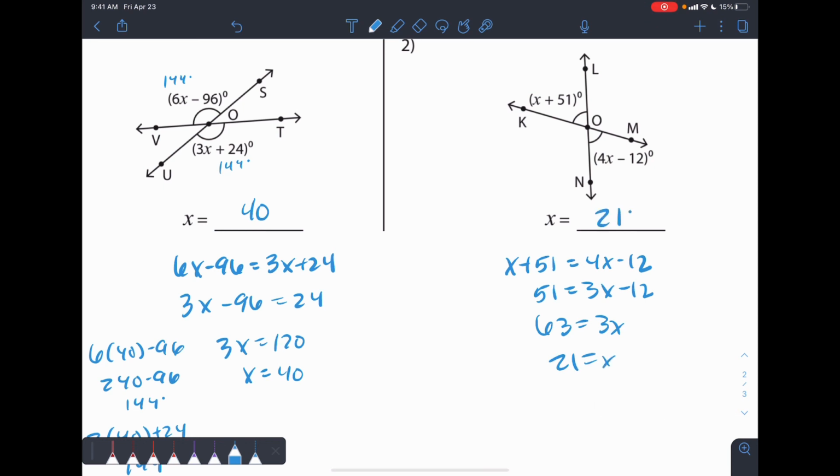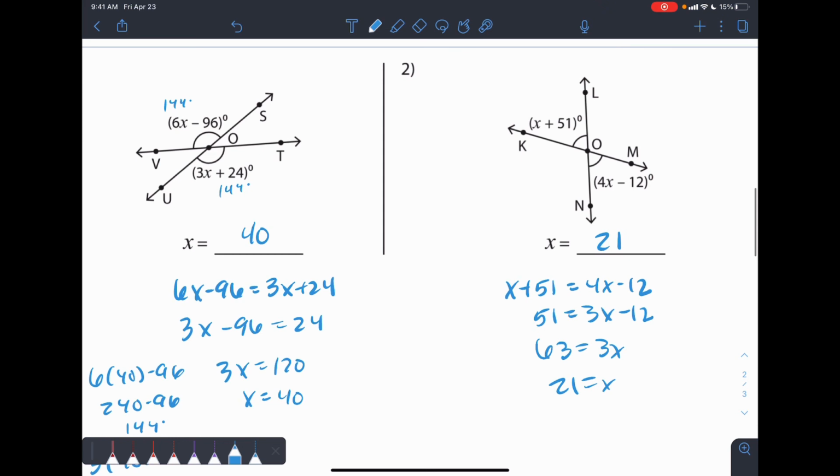That is what I was asked for. I'm going to take that one step further, and I'm going to substitute back in. So here I'm going to say 21 plus 51, which is going to be 72. So the other angle should also be 72 if my value of x is correct. So 4 times 21 minus 12. 4 times 21 is 84 minus 12. 84 minus 12, yes, is 72. Very good. So they're both 72 degrees, which means I did that correctly.